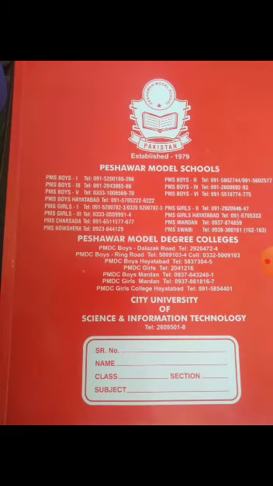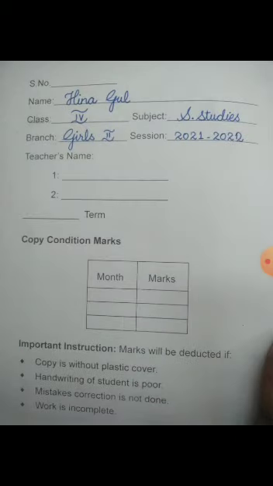Okay, now this is a picture of your social studies copy. First of all, you will complete the card cover of this copy. Serial number, name, class, section and subject, social studies, right? You will complete all requirements of this card cover. Next card cover, same things: serial number, name, class, subject, branch girls, session 2021 to 2022. Leave the teacher's name space and then leave the final or midterm also, right?